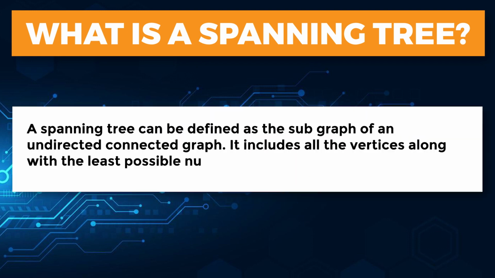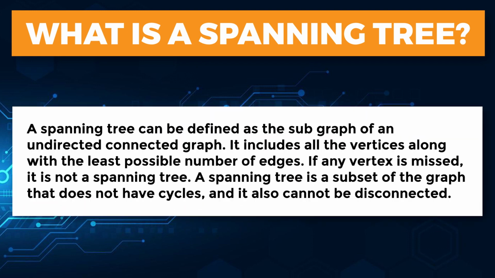Now let's move towards the topic of spanning tree. So what is a spanning tree? A spanning tree can be defined as a subgraph of an undirected connected graph. It includes all the vertices along with the least possible number of edges. If any vertex is missed, it is not a spanning tree. A spanning tree is a subset of a graph that does not have cycles, and it also cannot be disconnected.